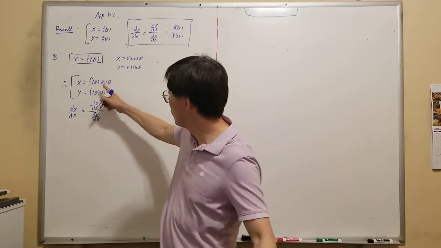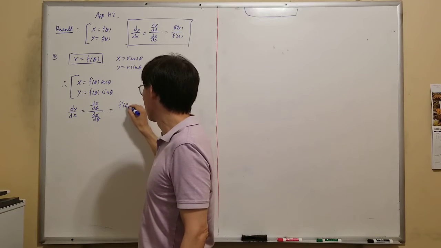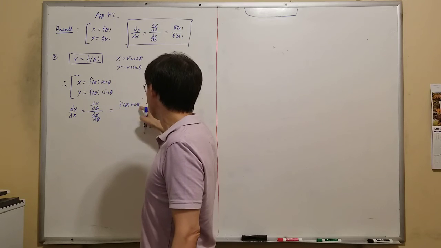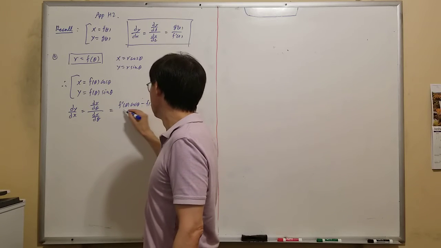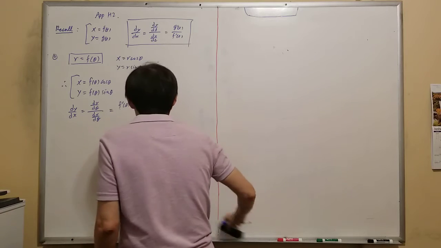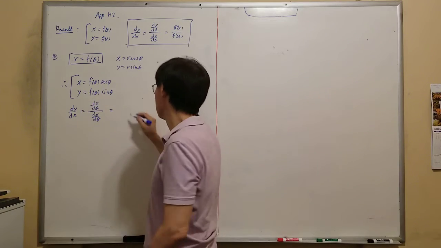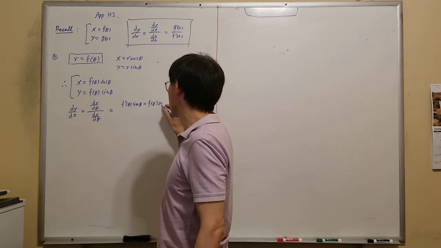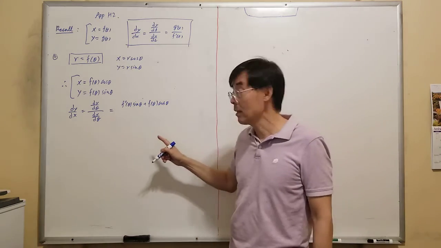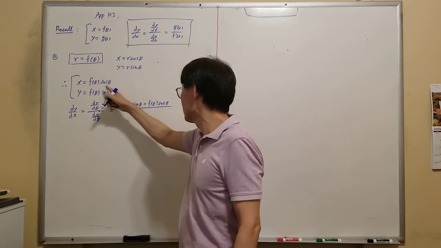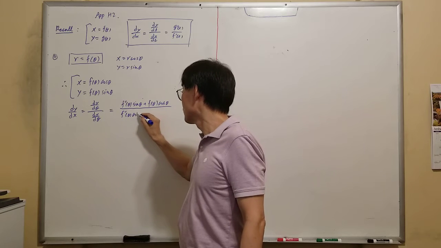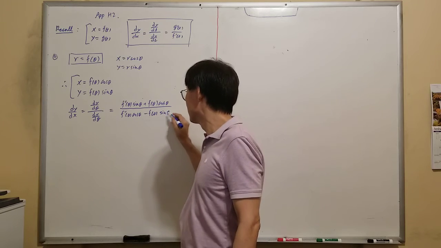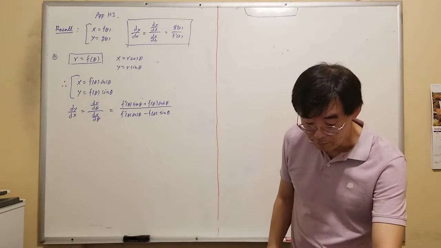dx over d theta, using the product rule, is f prime theta cosine theta plus f of theta times the derivative of cosine, which is minus sine theta. Oh, that is dx over d theta, sorry about that. dy over d theta is f prime theta sine theta plus f of theta, sine's derivative is cosine theta, over dx over d theta, f prime theta cosine theta minus f of theta sine theta. That's how you get the derivative, dy over dx.